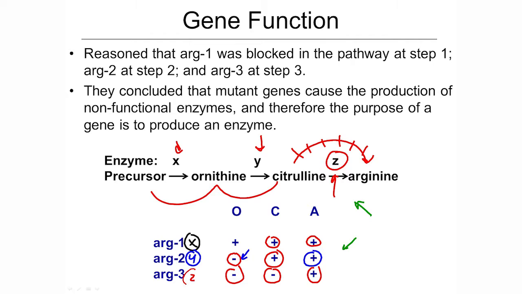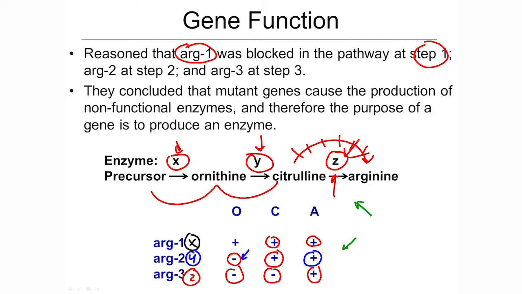So they basically said, even though none of these strains can make arginine, they're all auxotrophic mutants, it's for a different reason. And what I think you're about to find out is they reasoned that ARG1 was blocked in the pathway at step 1, which is controlled by enzyme X. ARG2 at step 2, which is controlled by enzyme Y. And ARG3 at step 3, which is controlled by enzyme Z.